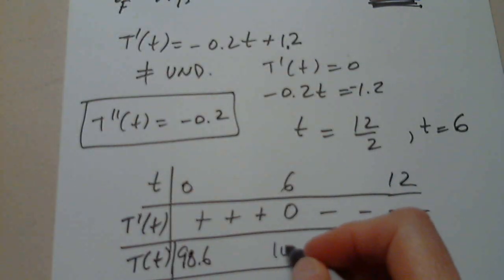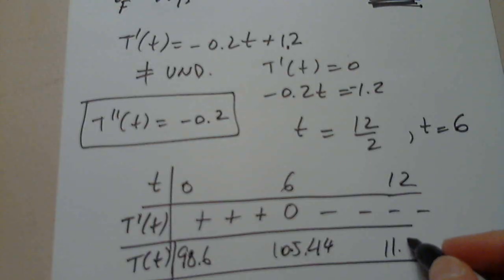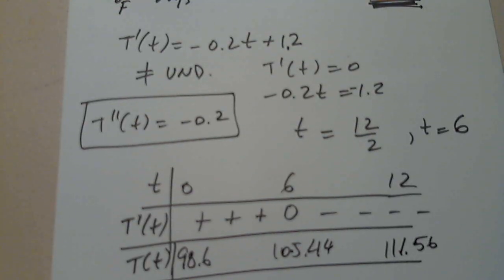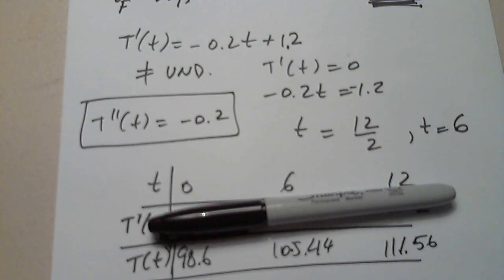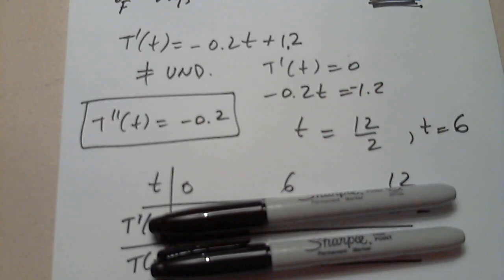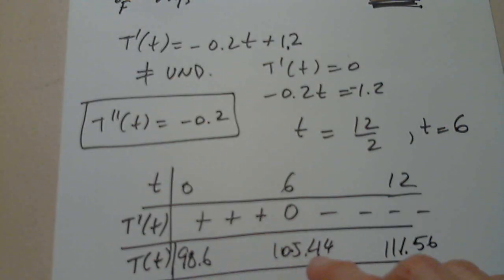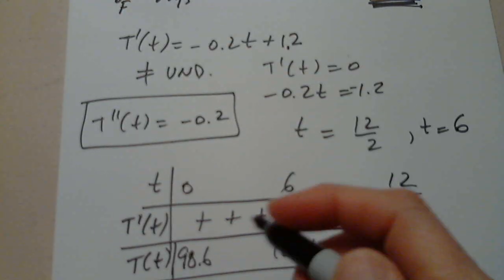and that's 105.44. And I also want 12, and that is 111.56. And remember, these are degrees Fahrenheit. Now at this point, I have to make sure that these 2 rows work well together, because if they don't, I'll say, oops, stop, something is wrong. So from 98 to 105, the function is increasing, and that's exactly what the first derivative tells us.